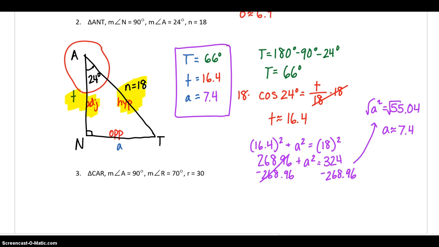Alright, one little trick to help you check your answer. In triangles, the biggest angle should always be across from the biggest side. And likewise, the smallest angle should always be across from the smallest side. So if you're ever not sure if you got the right answers, you can use that to check yourself. Like, this is my biggest angle, 90 degrees. Well, is 18 my biggest side? 18, 16.4, 7.4? Looks like it. A looks like my smallest side, so it should be across from my smallest angle, 24 degrees. Yep, that's my smallest angle. So you can use that as a quick check.